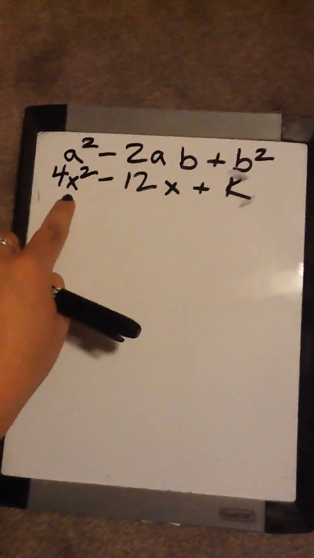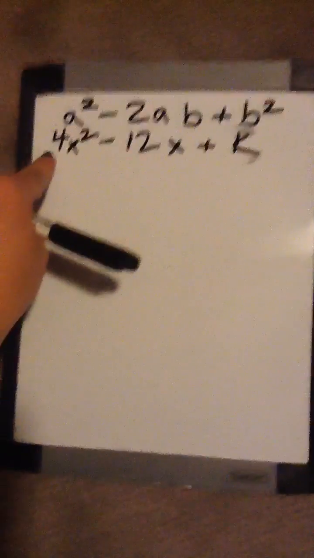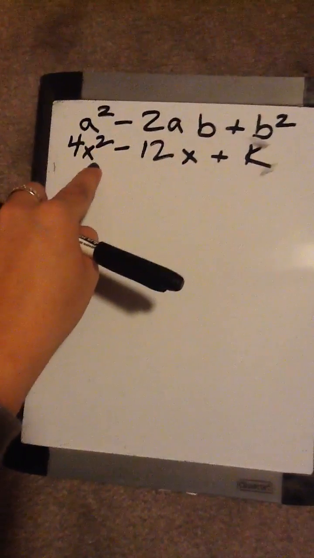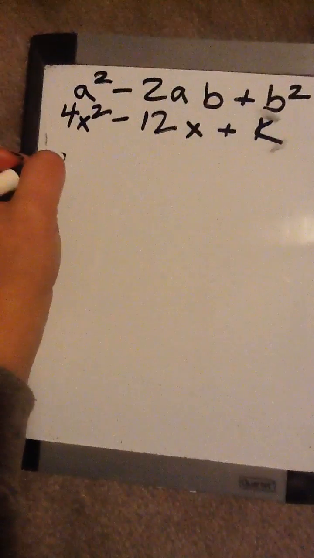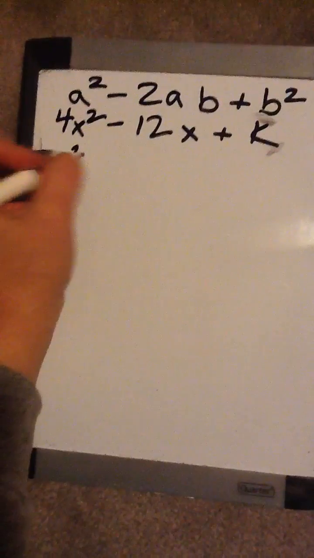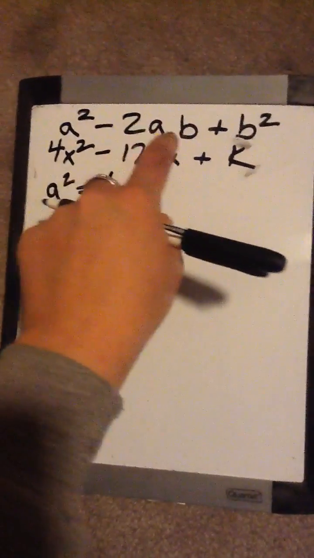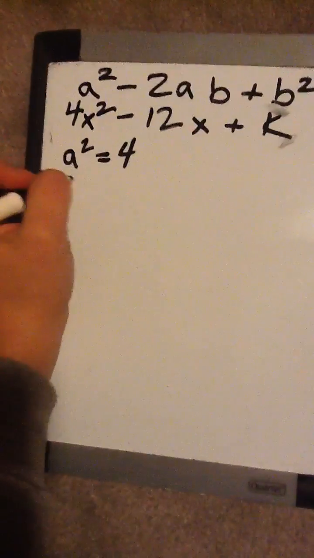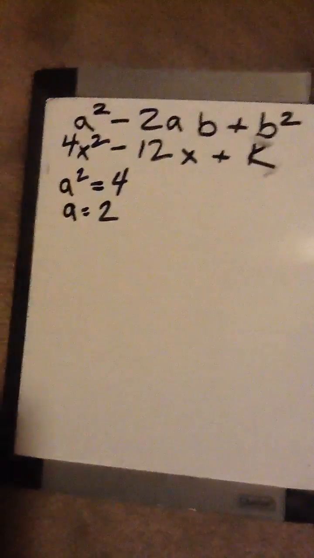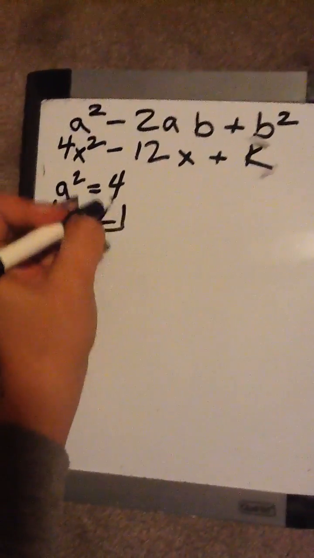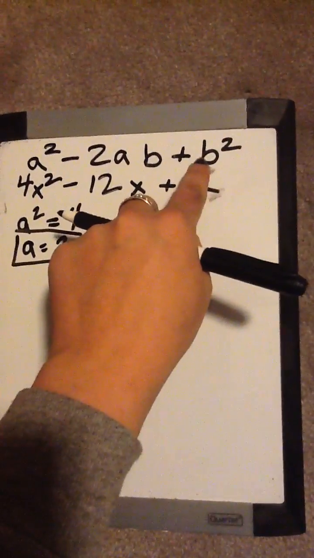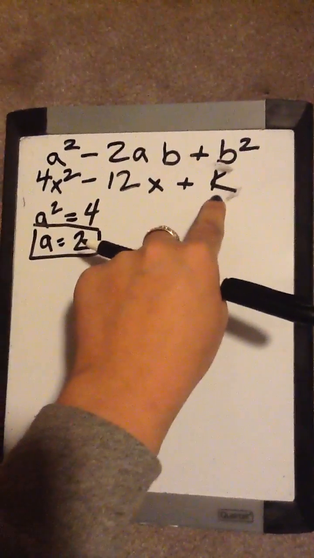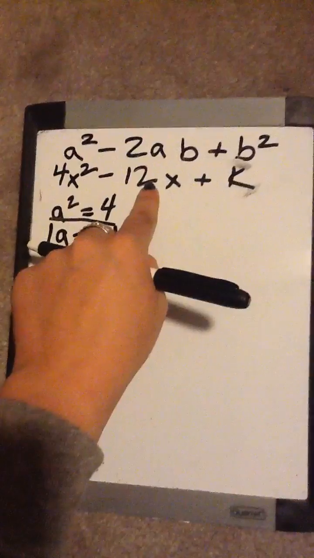So the first step you want to do is set up an equation in order to find what a is. Because 4 is the coefficient, you don't need to write down the x squared. So I'll just set it up where a squared equals 4. Because we want to find what a is so we can plug it into this equation. So what you want to do is take the square root of both sides, and you'll get a equals 2. Now, unfortunately, you can't do that for the b squared because you don't have a number, you just have a variable. So what we only have left to work with is the middle term.